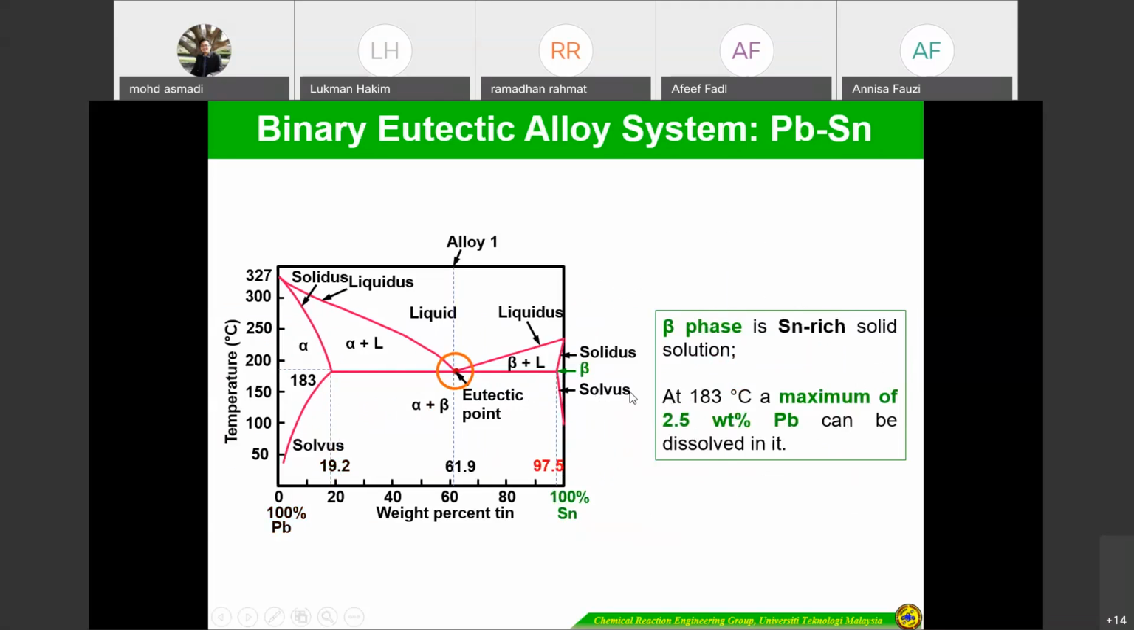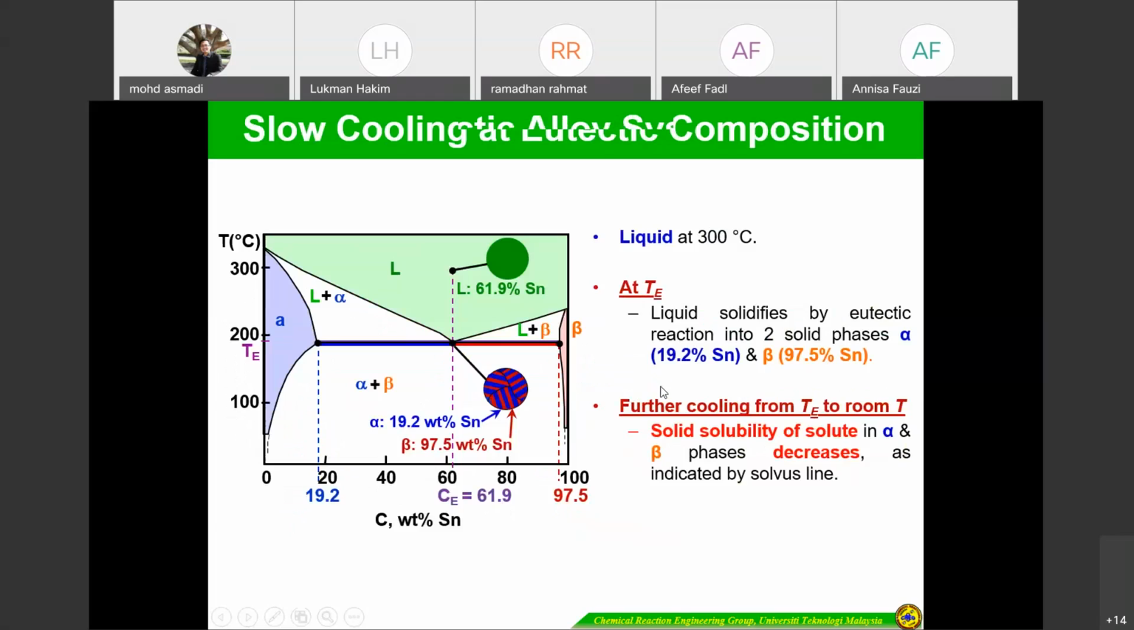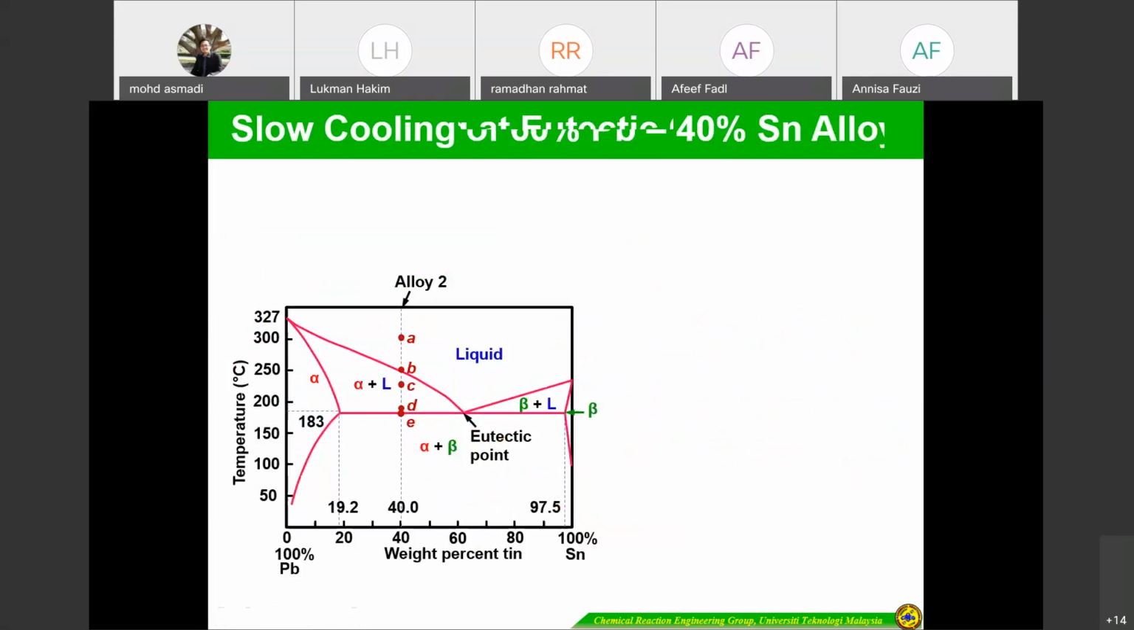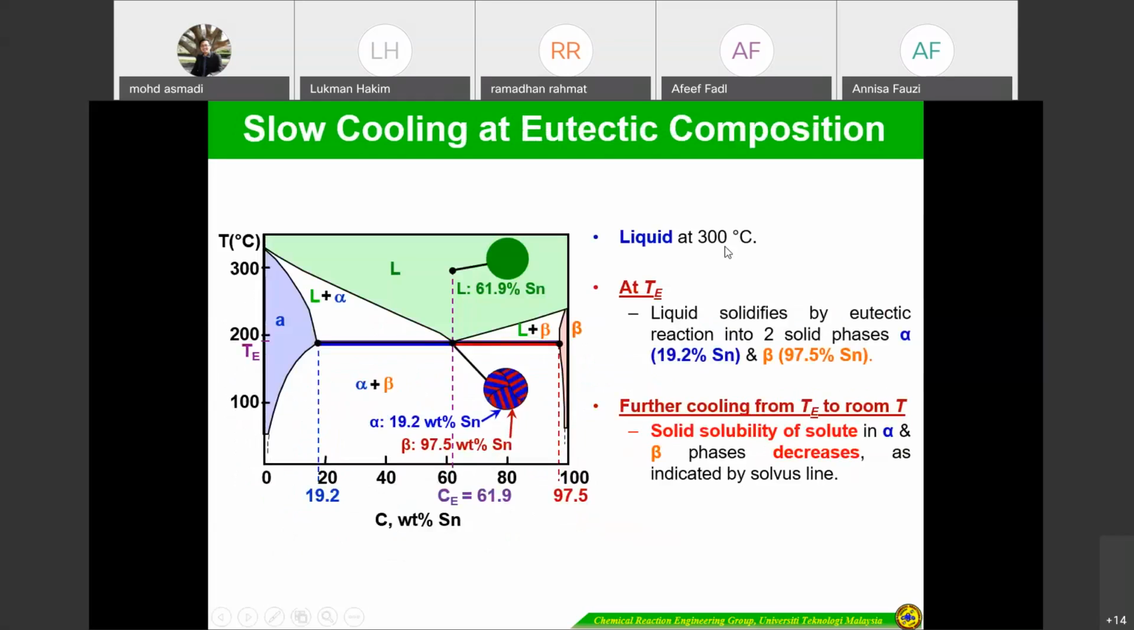At the eutectic, when you slow cool at 61.9 for lead as well as stannum, we can see the microstructure development from the liquid to the solid. So this one we differentiate with different colors to differentiate between alpha and beta. Maybe we can define this as alpha, and red as beta.